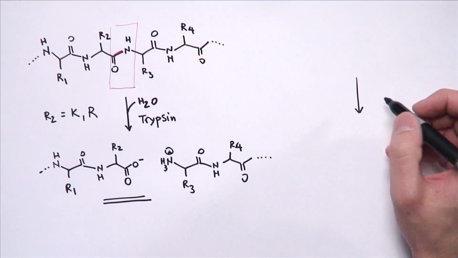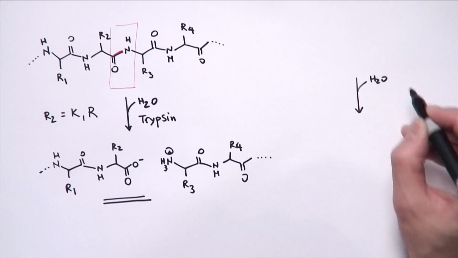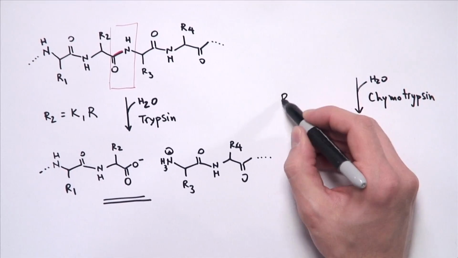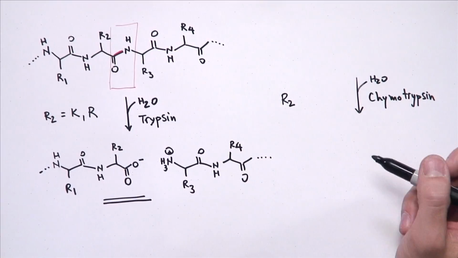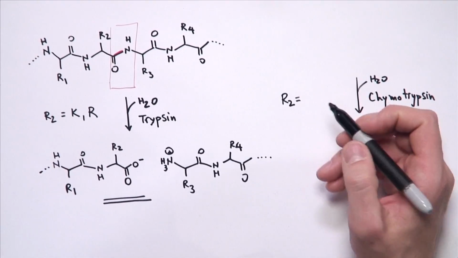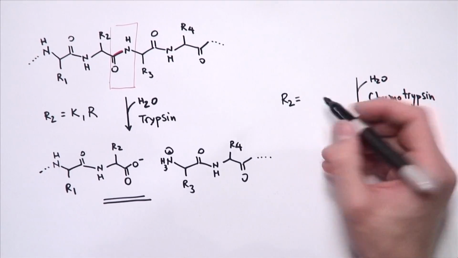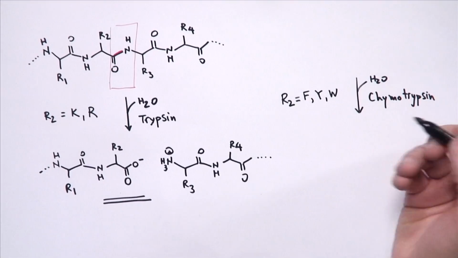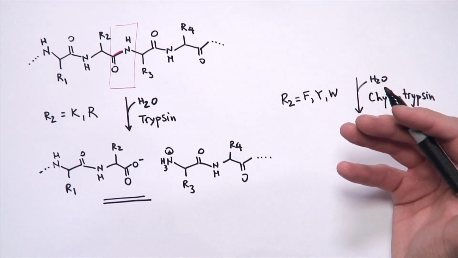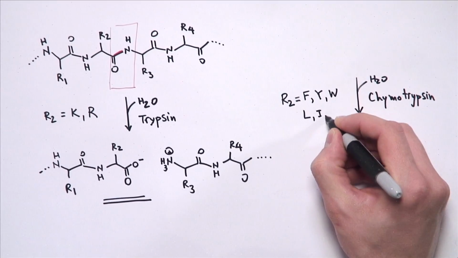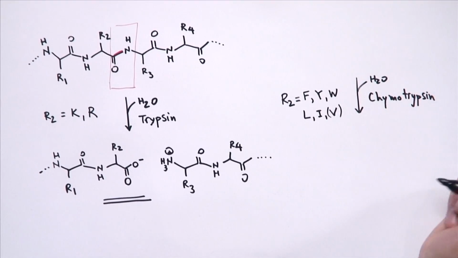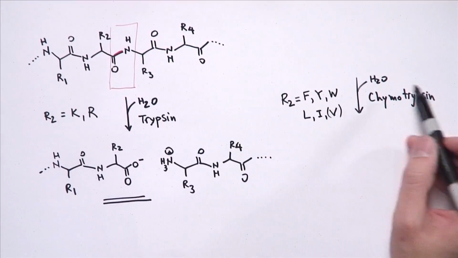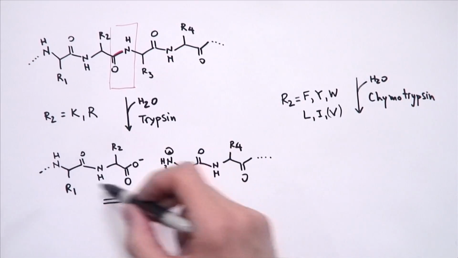So if we were to do a digest with chymotrypsin, then our R2, the residue that's recognized by the protease, is going to have to be either aromatic, so phenylalanine, tyrosine, or tryptophan, or something that's large and hydrophobic, such as leucine, isoleucine, or even valine sometimes. Put this in parentheses. So if any of these residues are at this position R2, then this protease chymotrypsin is going to generate two peptides.